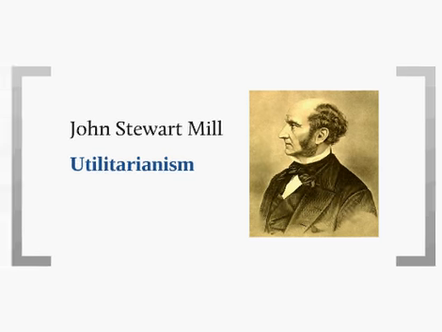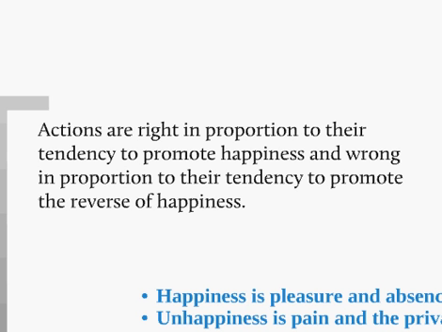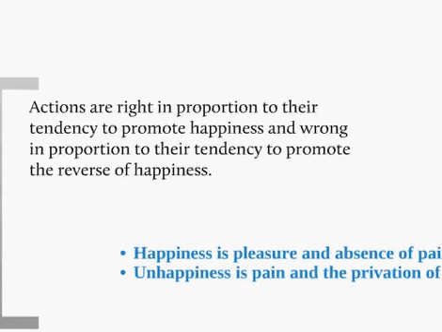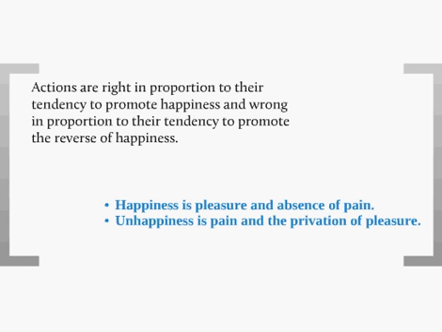The basic theory behind utilitarianism is that actions are right in proportion to their tendency to promote happiness, and wrong in proportion to their tendency to promote the reverse of happiness. In other words, actions are morally right if they make us happy, and morally wrong if they make us unhappy. Now, he had a particular definition for what counts as happiness. Happiness is pleasure and the absence of pain, and unhappiness is pain and the privation of pleasure.